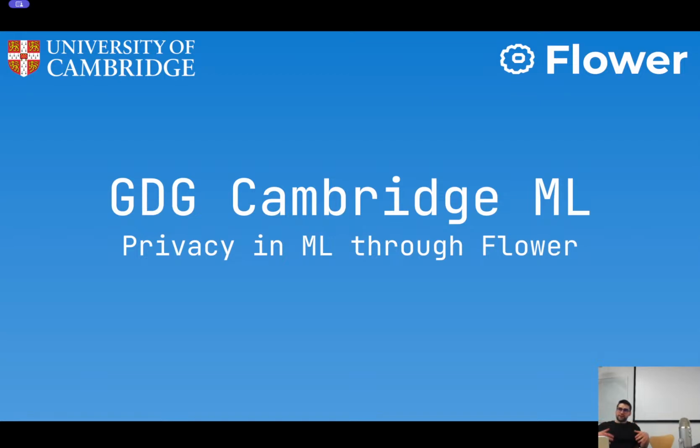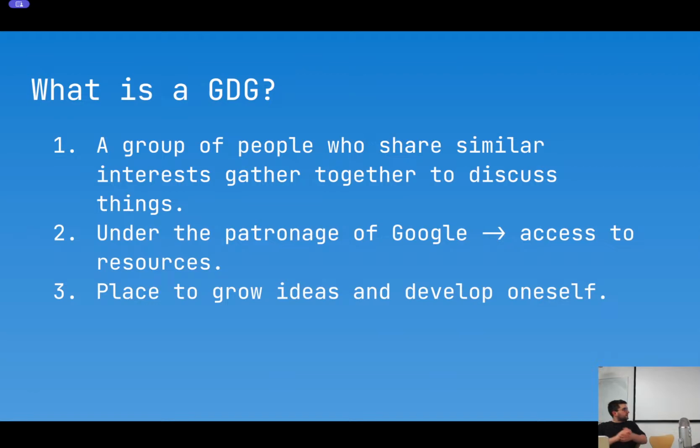So there was not a Google Developer Group in Cambridge before I came here to do my PhD. I was a part of a Google Developer Group for a very long time, so I decided to make one. And this is our trial event. So I guess the top question is, what is a GDG? And as I said already, it's a group of people who share similar interests. They gather together and discuss things. So this whole event currently is organized by me and Javier, who's at the back.